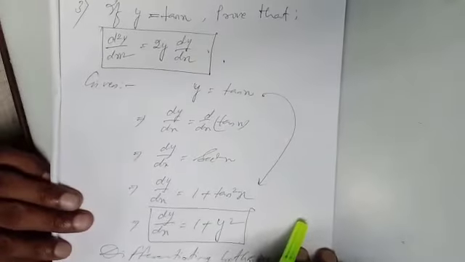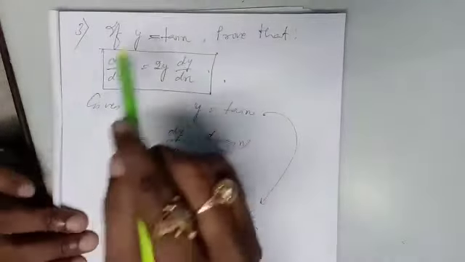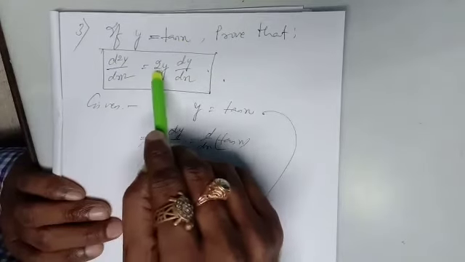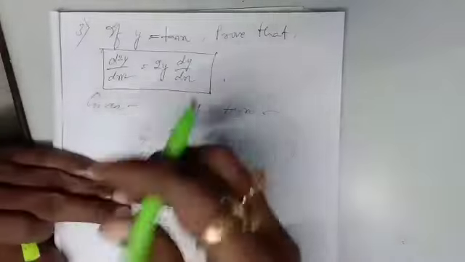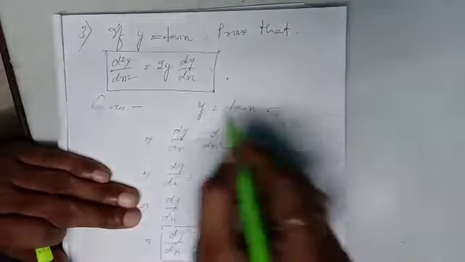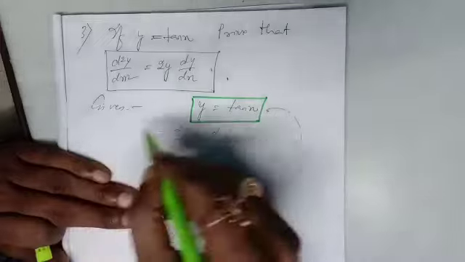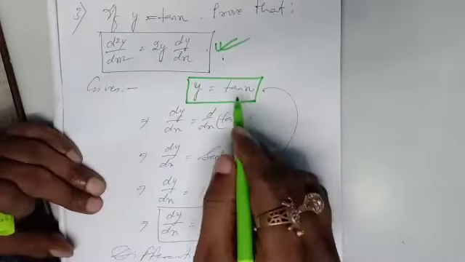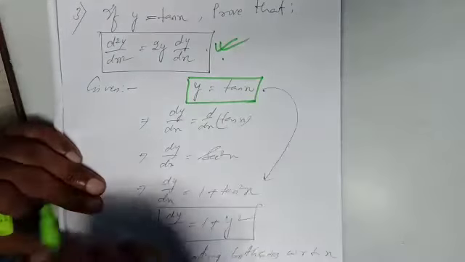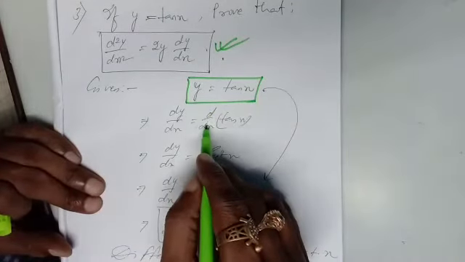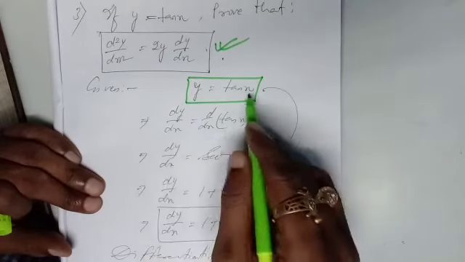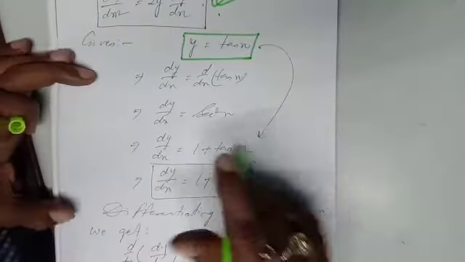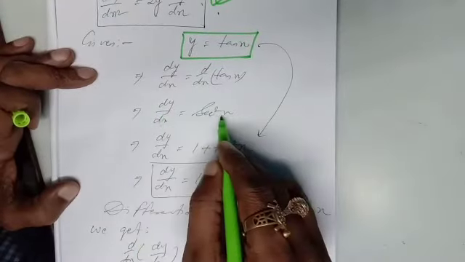In this question number 3, if y is equal to tan x, prove that d square y by dx square is equal to 2y dy by dx. In this question, what is given? This one is given, I have written here, y is equal to tan x, and this one you have to prove. From the given part, differentiating both sides with respect to x, the derivative of y is dy by dx, and the derivative of tan x is sec square x. So dy by dx is sec square x.